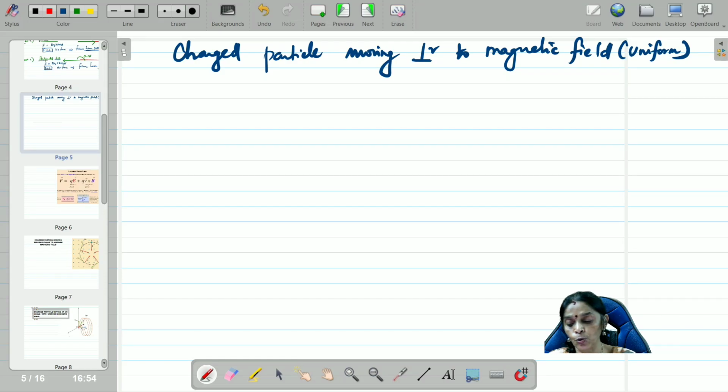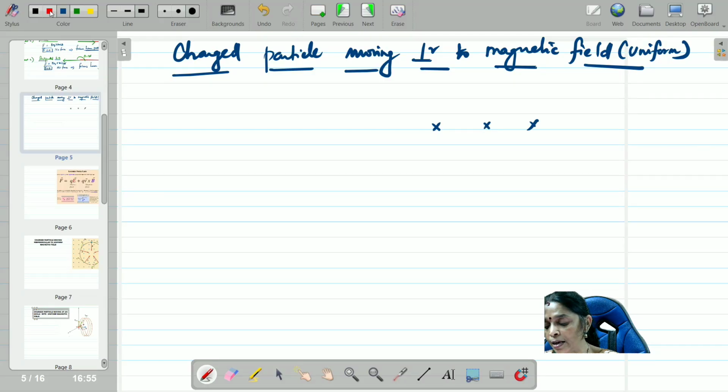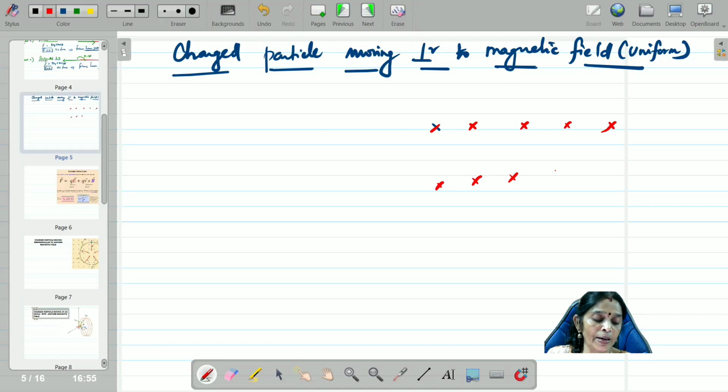So now we have to find out what is the nature of the path. Let us take the magnetic field acting perpendicular inwards. You can also take it perpendicular outwards. But ultimately, we are discussing the condition in which the velocity of the charged particle is perpendicular to the magnetic field. That's all. So now I'm going to take the magnetic field perpendicular into the plane of the paper.